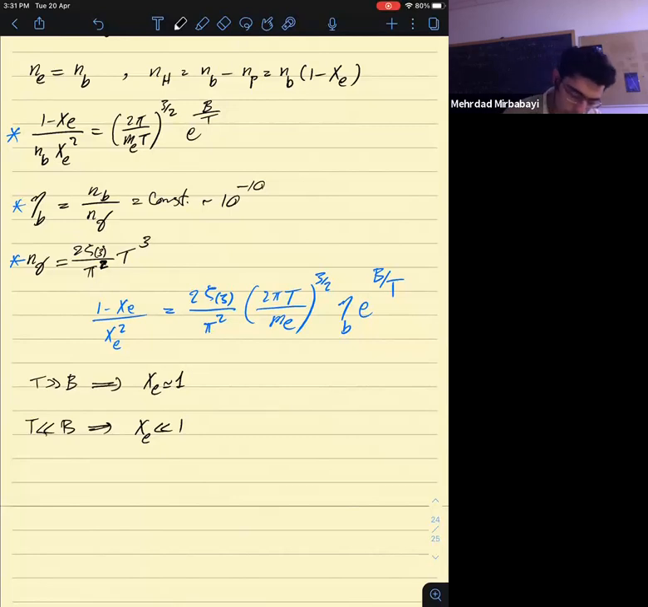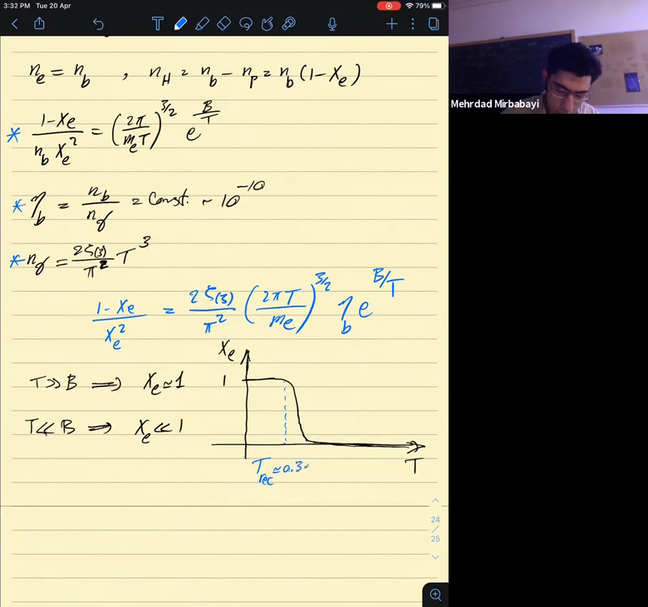The question is when this transition happens. If you look at Xe as a function of temperature, it is 1, and then at some point it falls. From this equation, you would expect that it falls basically to 0 exponentially. And the question is what this transition is. This transition is at the temperature we call T recombination, which is of order 0.3 electron volt, which is much, much smaller than the binding energy of the hydrogen atom.